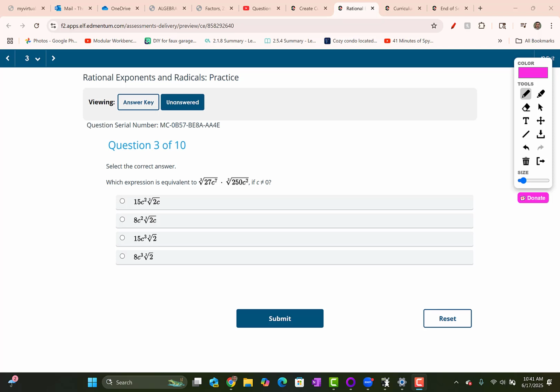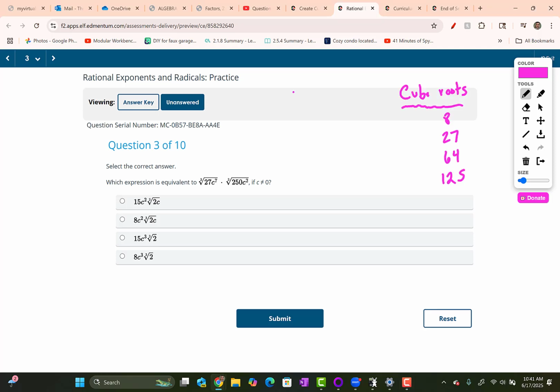Question 3, which expression is equivalent to the cube root of 27c to the 7th multiplied by the cube root of 250c squared? Before we get started, it's important to be aware of what some of the cube roots are. These are the cube roots we'll need for this particular problem. So let's tackle one cube root problem at a time.